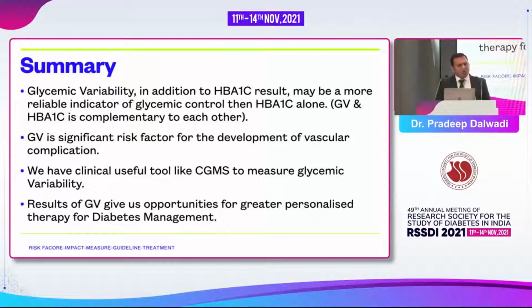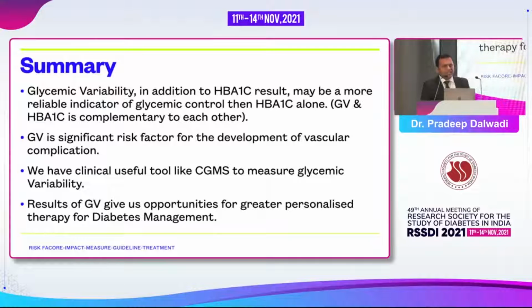Okay, and we all know that glycemic variability is a significant risk factor for development of vascular complications. We have a clinically useful tool like CGMS by which we can assess glycemic variability, and the result of glycemic variability gives us an opportunity for greater personalized therapy for diabetes management.